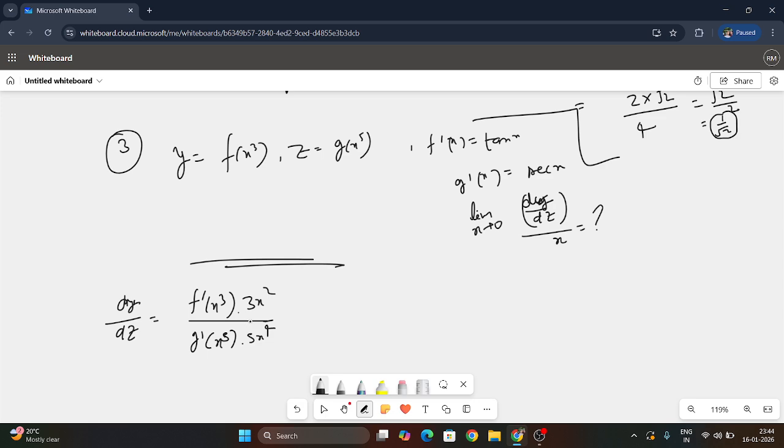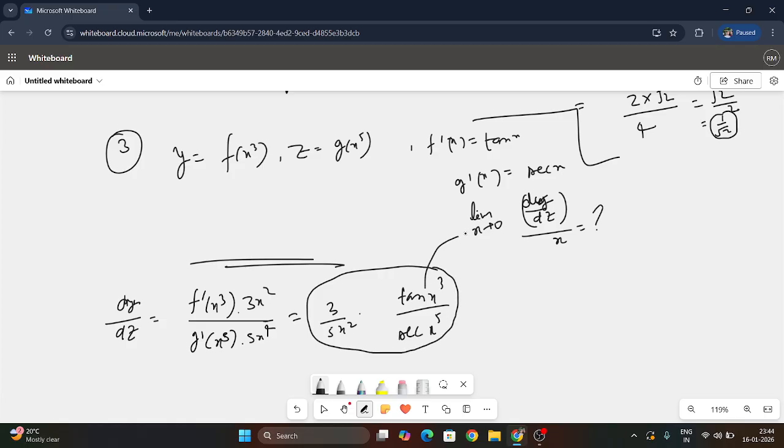Now, f'(x cube) is going to be 3 by 5 x square into f'(x cube), and putting x cube here, it is going to be 10 x cube divided by g'(x power 5), that is sec x power 5. So this is what you have. This is the value of this whole thing. Now take it and put it here.